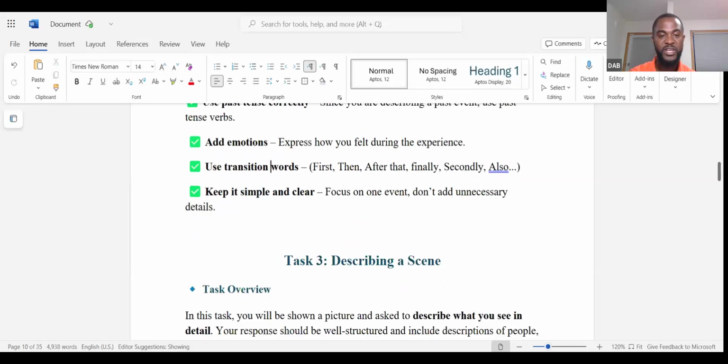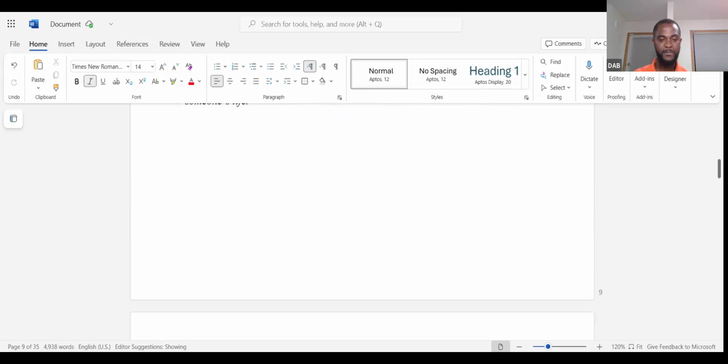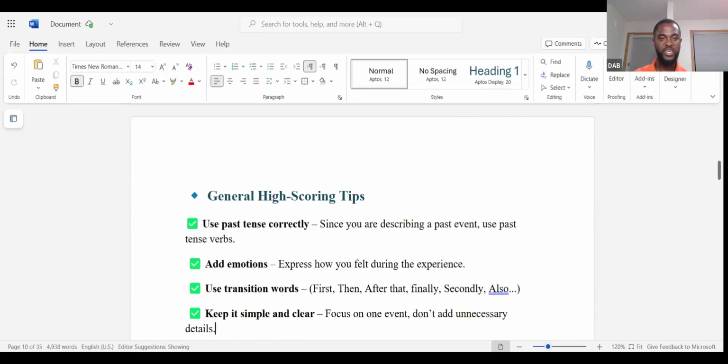So that is it for Task 2, giving of advice. If you have any question for Task 2, you can ask before we move on to see how it looks like on the portal or on the examination day.